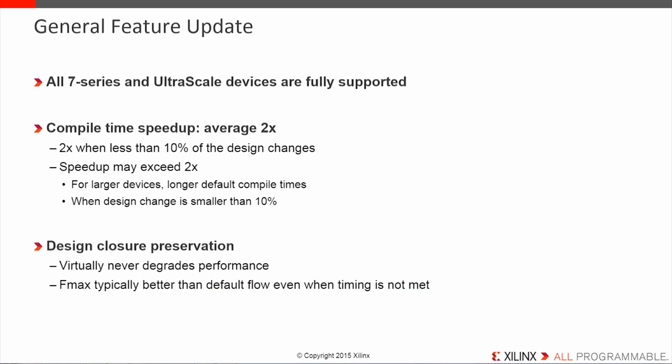Now for a general update on incremental compile. As of the 2015.3 release, all 7 series and UltraScale devices have full production level support. Based on extensive internal testing, the average compile time speedup is 2x, twice as fast, when design changes are limited to 10% or fewer of the total cells. The compile time speedup may exceed 2x when targeting larger designs and larger devices that typically have longer compile times, and when design changes are smaller than 10% of the total cells.